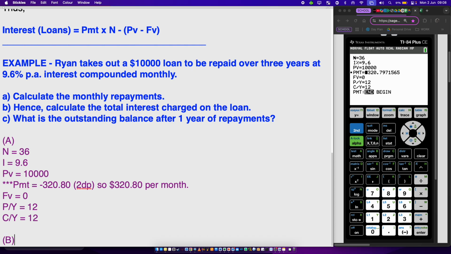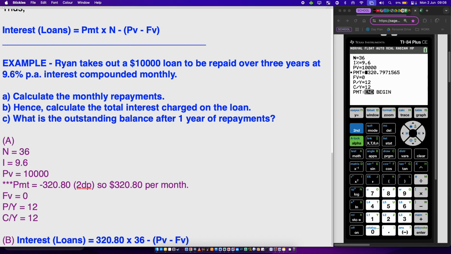B. Hence, calculate the total interest charged on the loan. You have an interest formula for loans up here. So Control C. What's PMT? How much is he paying each month according to our TVM solver? $320.80. How many times is he paying that over the course of 3 years? Which number in TVM solver tells me that? 36 times. N. You're going to pay it 36 times.